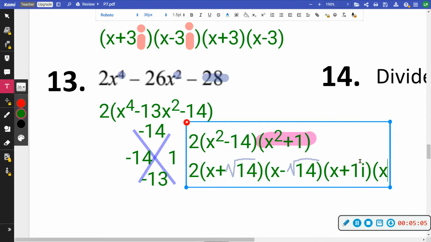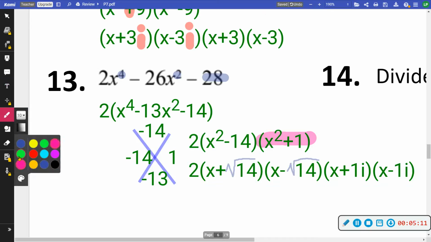Because x times x is x squared, and 1 times 1 is 1 squared, and when you have a plus, you put an i in there. So just so you can see where this came from, this factors into this. So I have factored the whole thing.